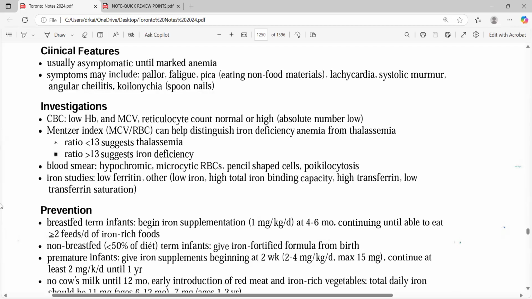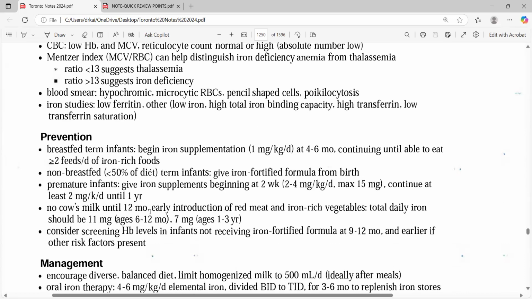Continue until they're able to eat more than 2 feeds of iron-rich food. For non-breastfed infants, give iron-fortified formula from birth. For the premature infant, give iron supplements beginning at 2 weeks. So when are you going to start for the premature? It's mainly at 2 weeks, and then continue at least 2 milligrams per kg per day.